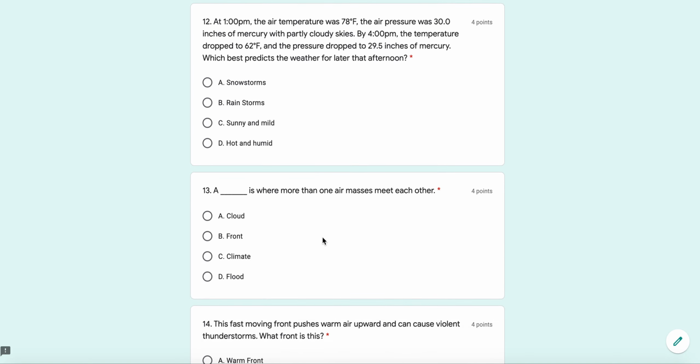Number 12, at 1 o'clock p.m., the air temperature was 78 degrees Fahrenheit. The air pressure was 30.0 inches of mercury with partly cloudy skies. By 4 o'clock p.m., the temperature dropped to 62 degrees Fahrenheit and the pressure dropped to 29.5 inches of mercury. Which best describes the weather for later that afternoon? A, snowstorms. B, rainstorms. C, sunny and mild. D, hot and humid.